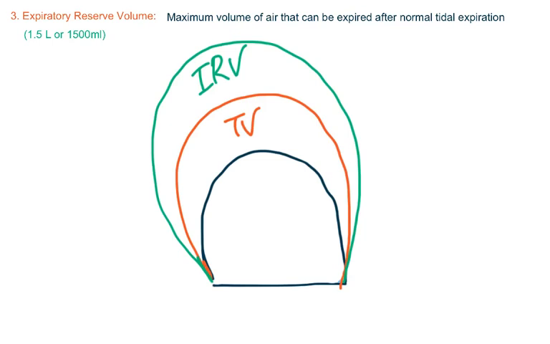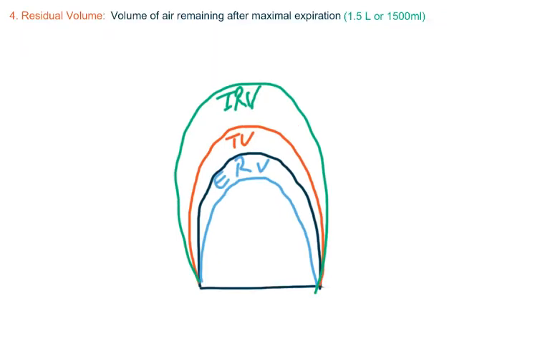Conversely, if you are asked to exhale forcefully, then that extra amount of air that leaves your lungs after normal tidal expiration is called expiratory reserve volume, and it equals approximately 1.5 liters. Even though you have made an extra effort during expiration, one cannot throw out all the air from the lungs. So there is some air which is still in the lungs after maximal expiration. That is called residual volume, and it is also approximately 1.5 liters.